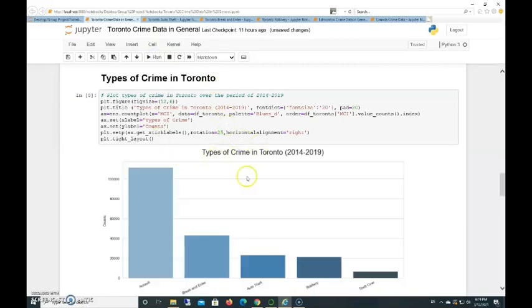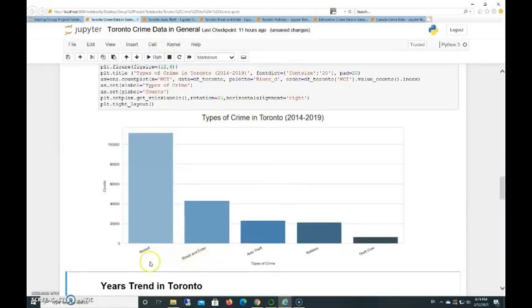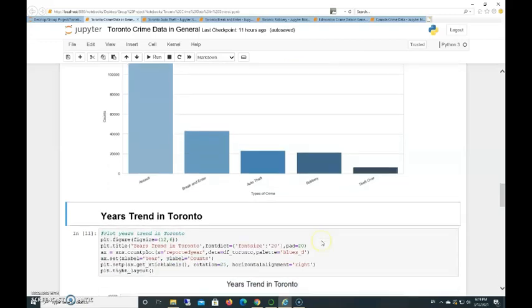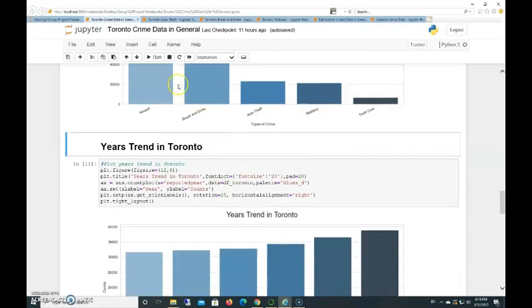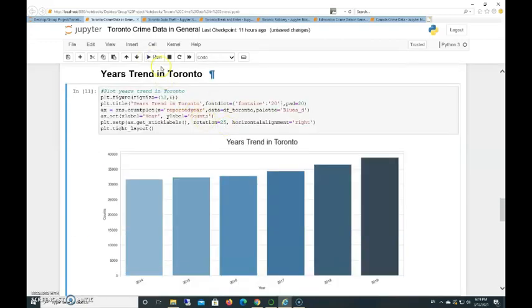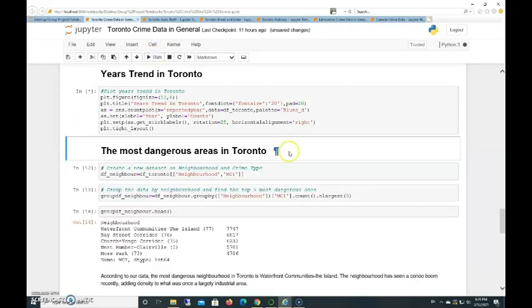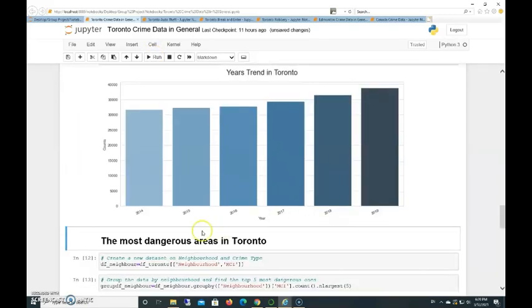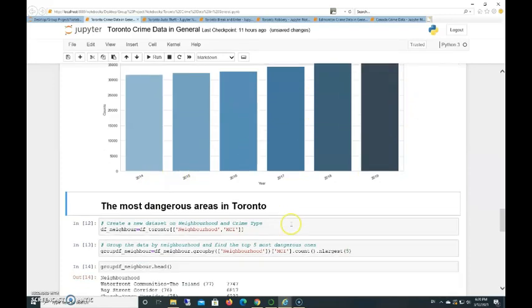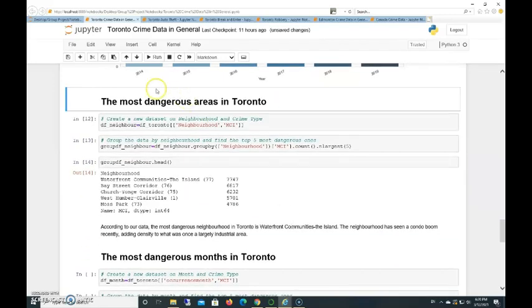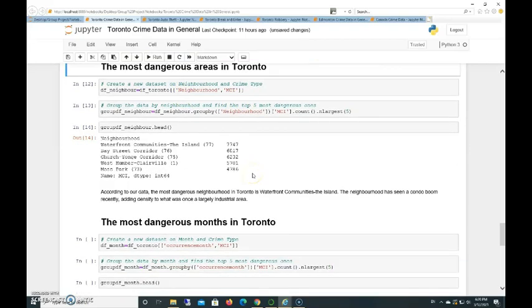I use this plot. You can see after assault, break and enter, auto theft, and robberies are 3 major types of crime. I also want to plot years trend in Toronto, and you can see there's an increase of incidents of crime. And I try to figure out the most dangerous areas in Toronto.